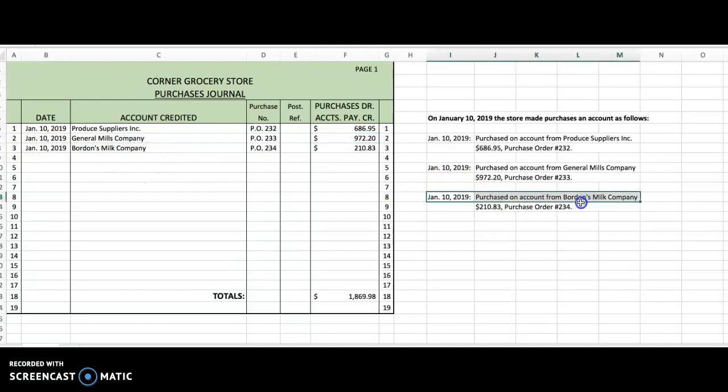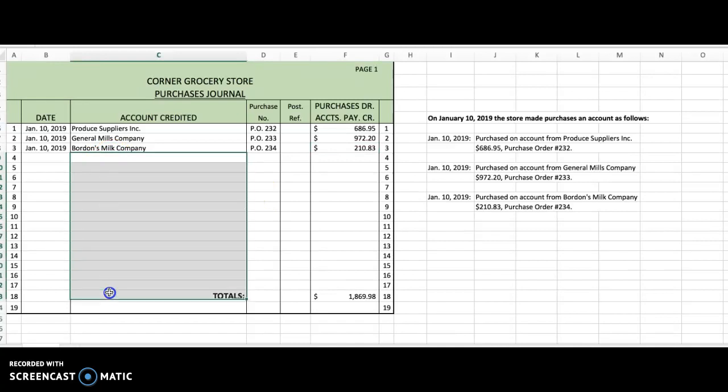And the third one, same way with Borden's Milk Company, we have the date, the creditor, source document, and the amount. So, very simple. And again, this kind of company, a grocery store, as you might imagine, buys things on a regular basis, on a daily basis, and there may be many more transactions on January 10th, and they're all done the same way.